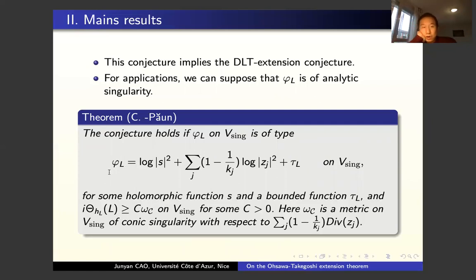At the moment, we don't know how to remove this condition, because in this case our constant here depends on the geometry of this conic metric. So once the zero locus of this section is very, very complicated, we don't know how to control the geometry of it. That's the main difficulty.